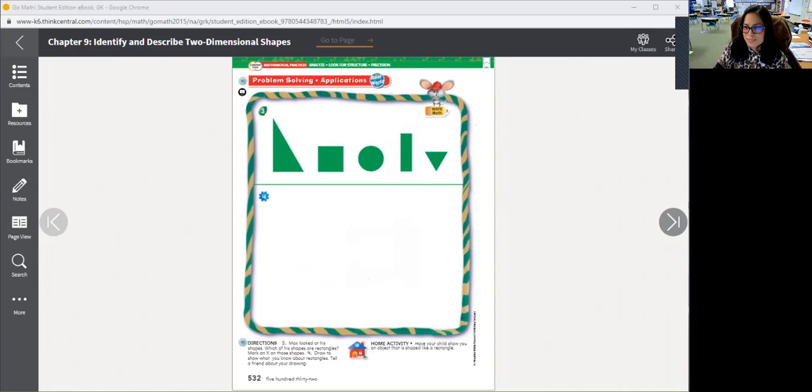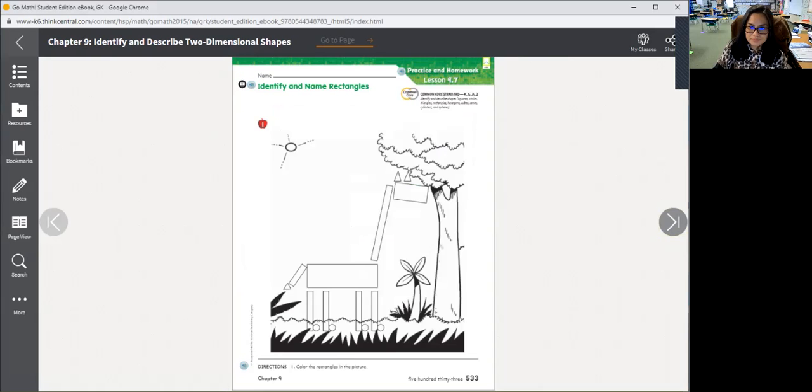Okay, we'll move on to the next page. Okay, now we are at the homework. So homework, we already practiced this. Here's a picture of, looks like a giraffe made of shapes, okay? And you're gonna color all the ones that are rectangles in this picture for your homework, okay? So it says, color the rectangles in the picture.